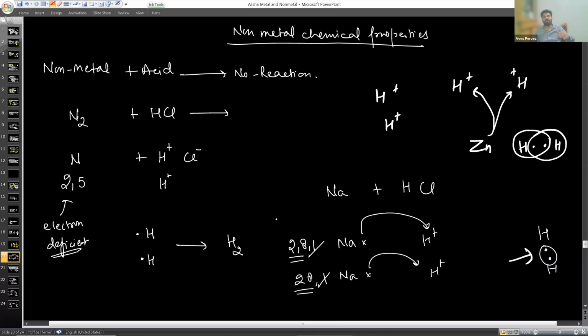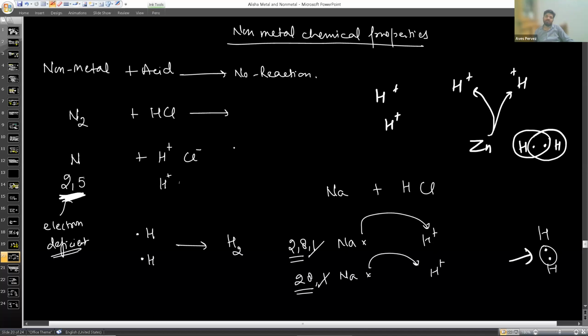But if I'm talking about nitrogen, which has 2,5 electronic configuration, how can it give an electron to the H+ ion to become hydrogen gas? Nitrogen itself requires 3 electrons to complete its octet. So non-metals are not able to give electrons to the H+ ions of acid or water. So they don't react with acid and water to produce hydrogen gas.